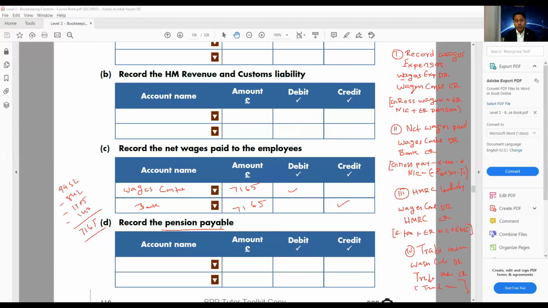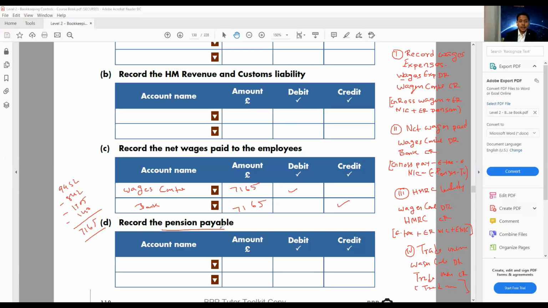Now as you already know, pension never goes to HMRC. Pension always goes to the pension authority. And for the recording of the pension, pension is a liability because we have to pay the pension to the pension authority. That's the liability. So our wages control will be debit, pension will be credit.